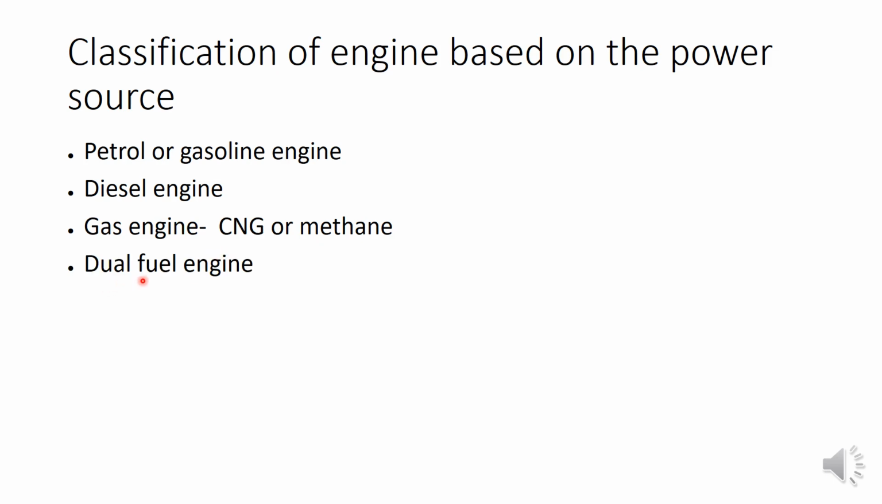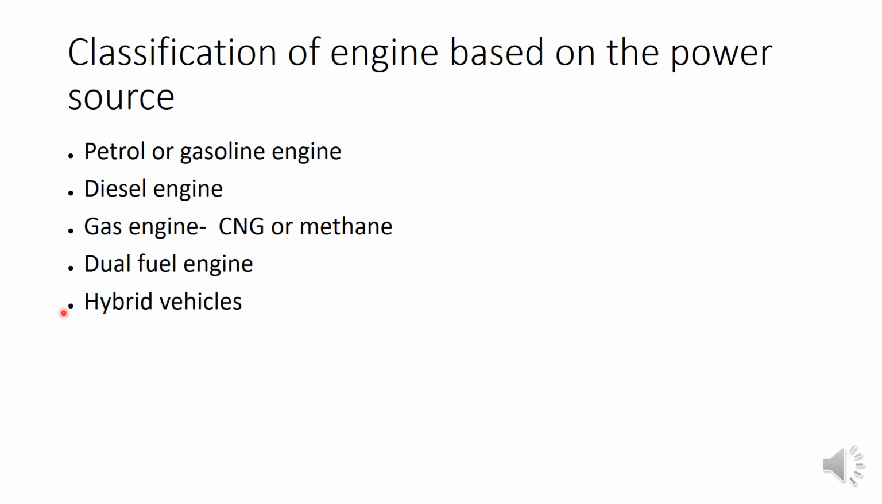Another type of engine is the dual fuel engine. What we mean by dual fuel engine is that it can run on two types of fuel. For example, some engines require petrol just for starting. After that, they can be run on kerosene or some other oil. That type of engine is known as a dual fuel engine, where one fuel is used for starting and the other is used for the remaining operation.